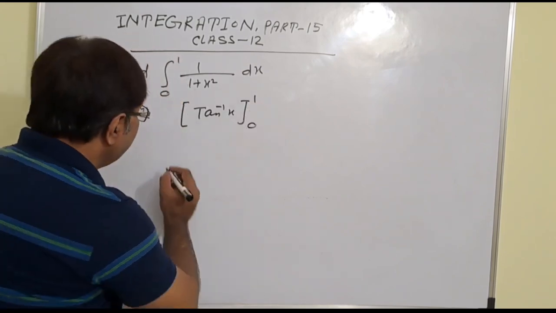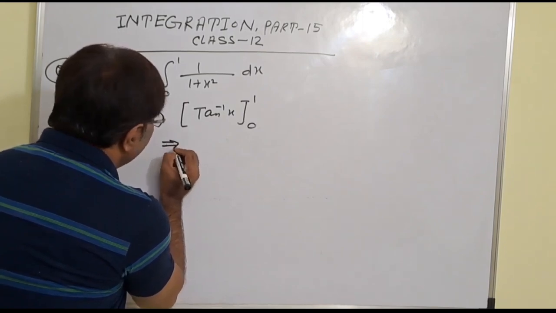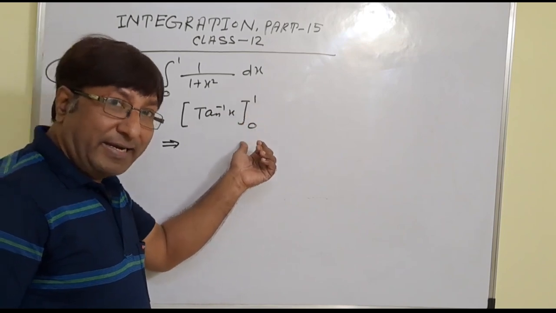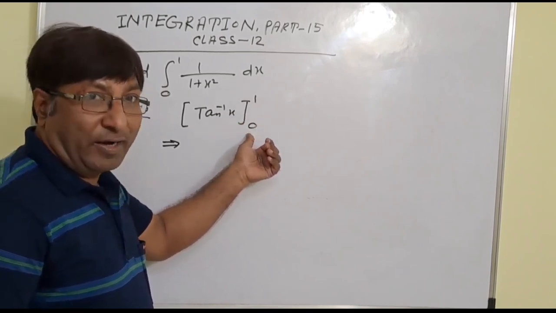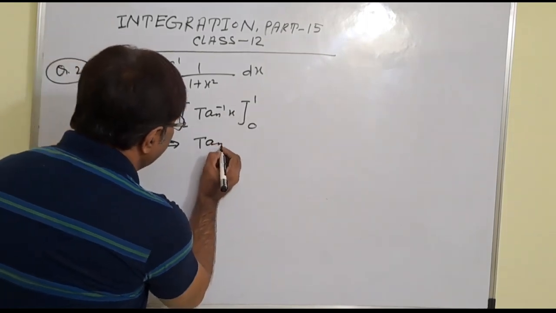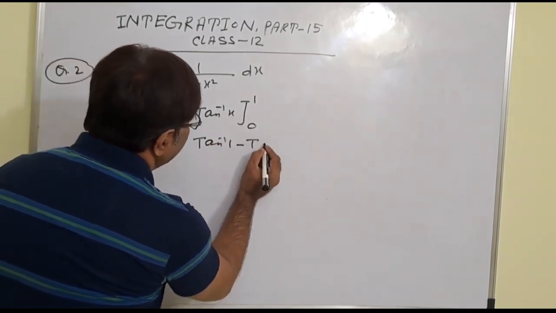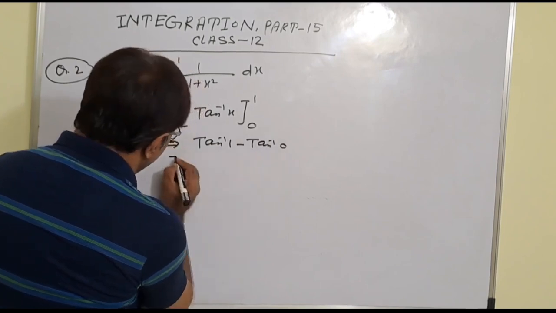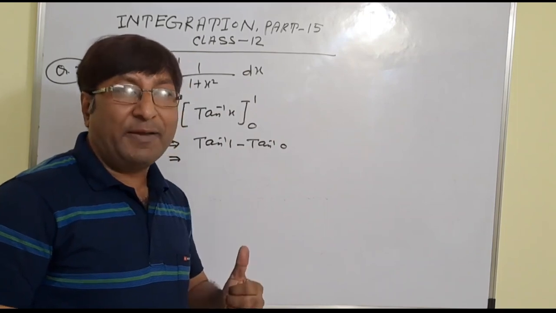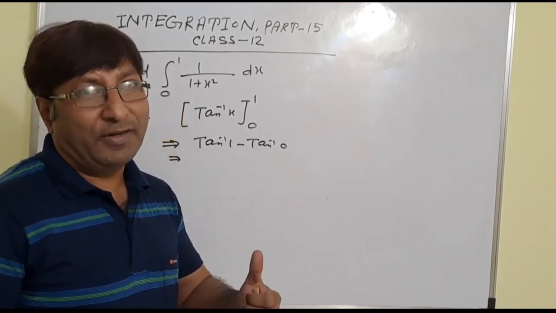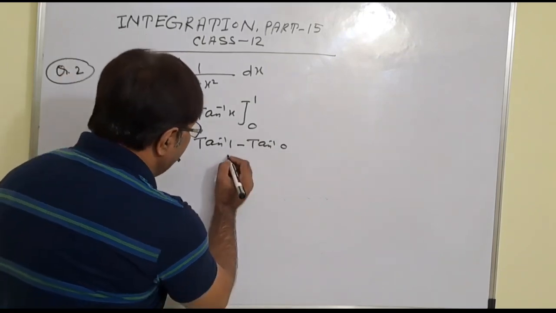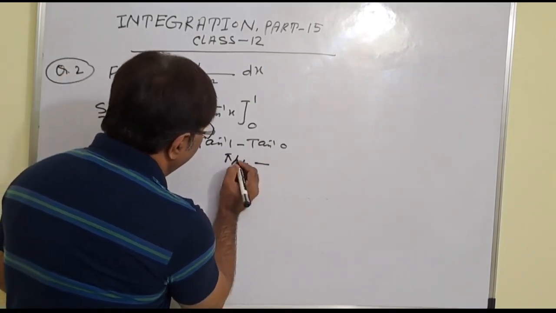Now the next step is: just put the value of x equal to upper limit minus x equal to lower limit. So when we put x equal to 1, we will get tan inverse 1 minus tan inverse 0. Now you know tan inverse 1. Tan 45, that is pi by 4, is 1. So tan inverse 1 equal to pi by 4. So we can write directly here pi by 4 minus.